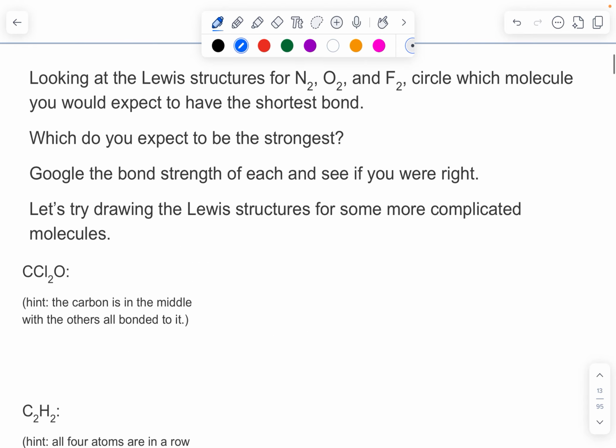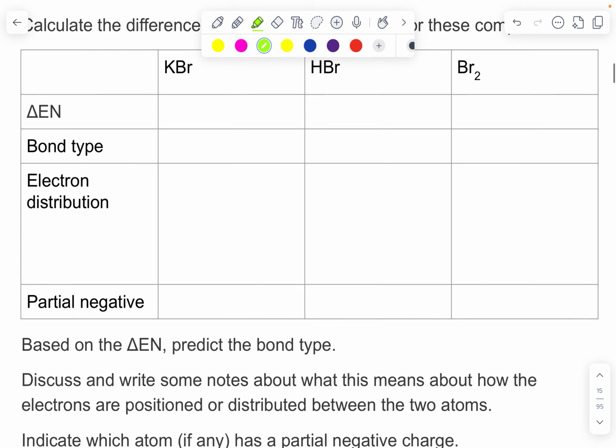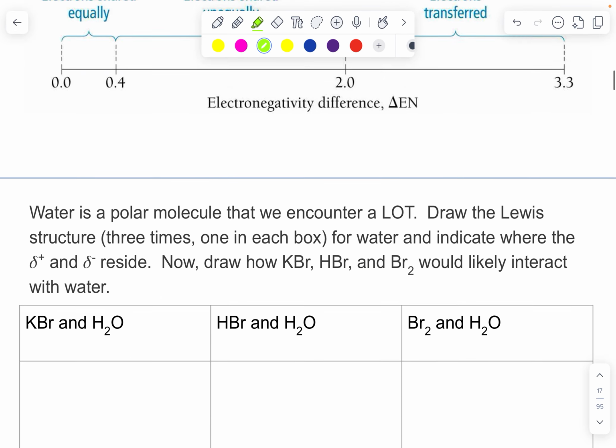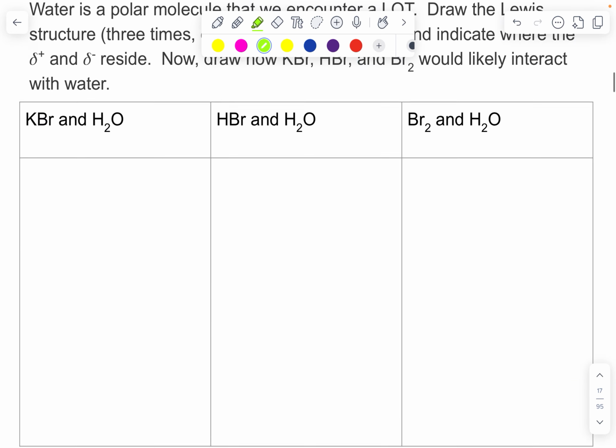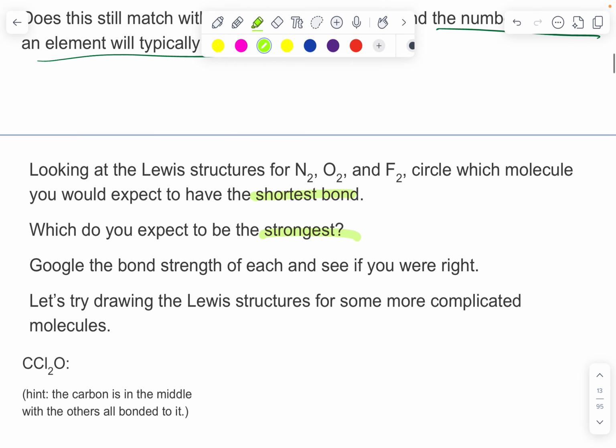All right, moving right along. Looking at the Lewis structures for N2, O2, and F2, circle which one you would expect to have the shortest bond and strongest. You can go ahead and Google these if you want. I have this formalized a couple slides down. Oh, I guess it's at the end of the chapter. That's fine. We'll get to it in detail on Wednesday.